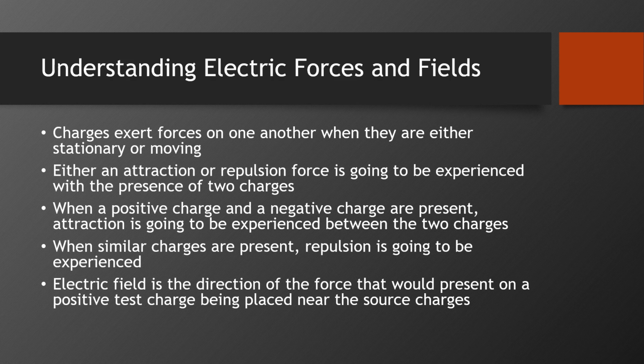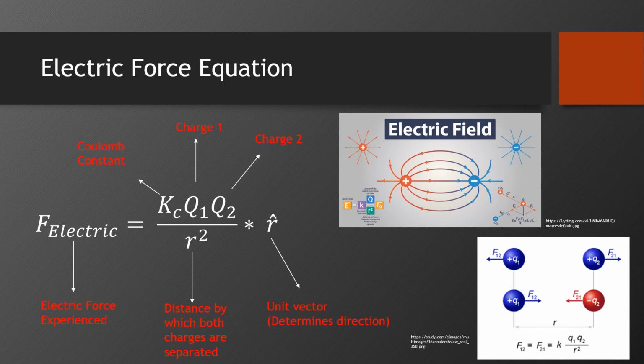Electric field is basically the direction of the force that would be present on a positive test charge being placed near the two source charges. In order to calculate electric force, we can use the equation that is listed on this slide. Kc times Q1 times Q2 divided by R squared, all multiplied by R hat. Kc is the Coulomb constant, Q1 is charge 1 and Q2 is charge 2, and R squared, in which R equals the distance between the charges that are separated, and R hat is the unit vector.